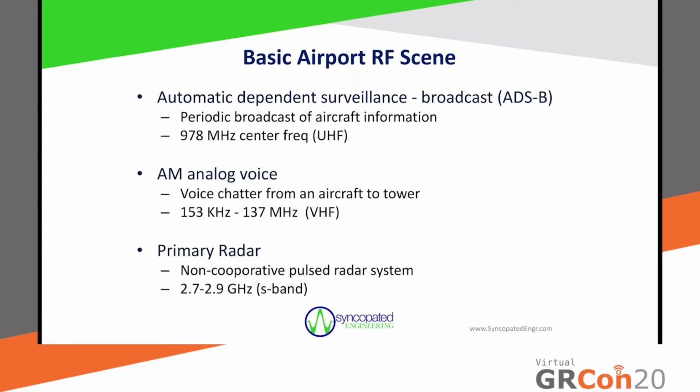AM analog voice is found in the VHF band and consists of voice chatter between the aircraft and the tower. We would expect this to be most active when an aircraft is preparing to taxi and take off. The primary radar is a pulsed radar system operating in the S-band. We would expect this signal to be visible as a periodic sweep as it scans the surrounding airspace.